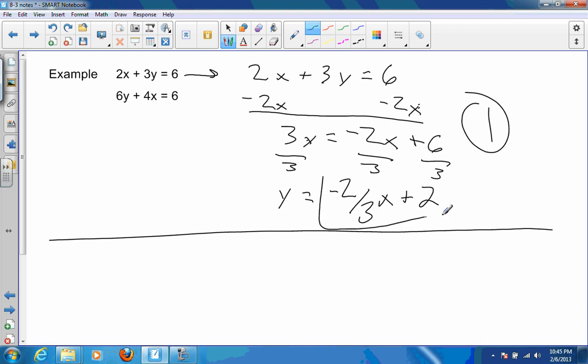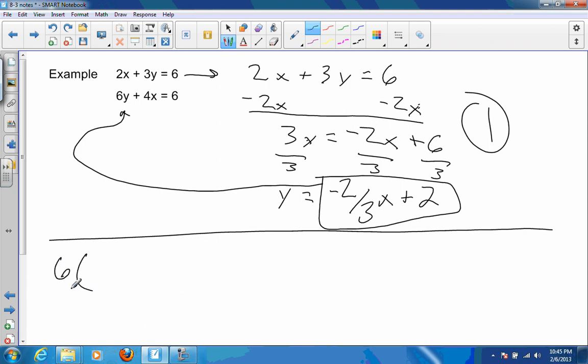Now I take this answer and I substitute that into y in the other equation. So I've got 6 times, instead of y, negative 2/3 x plus 2 in parentheses, and then finish writing my equation, plus 4x equals 6. Okay? Now I've got to do some distribution.